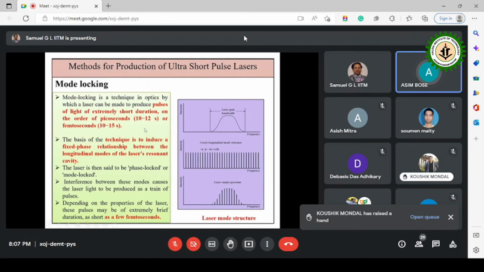You can unmute Kaushik Mondal and you can go for your query. Kaushik Mondal. Okay, so you can continue.